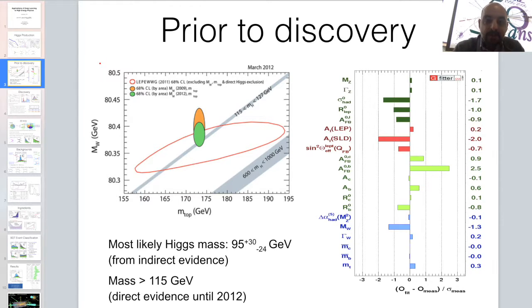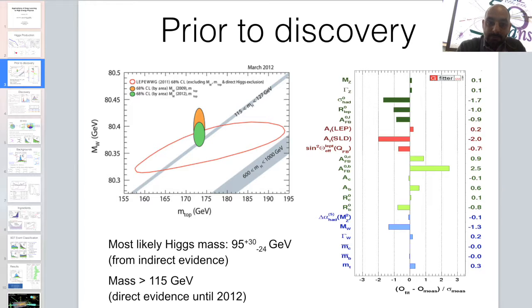Now, in the Standard Model, if you do a global fit to get the most likely Higgs mass, it is 95 plus 30 minus 24, which certainly covers that. This is all from indirect evidence. In fact, they directly searched for the Higgs at LEP, and they were able to push the energy of LEP all the way up as far as they could, and they got to a limit on the Higgs mass of 115 GeV, about 10 GeV below where it ended up being. So that's the situation before we discovered the Higgs: we suspected it should be around a certain mass, and we hadn't seen it up to 150 GeV.